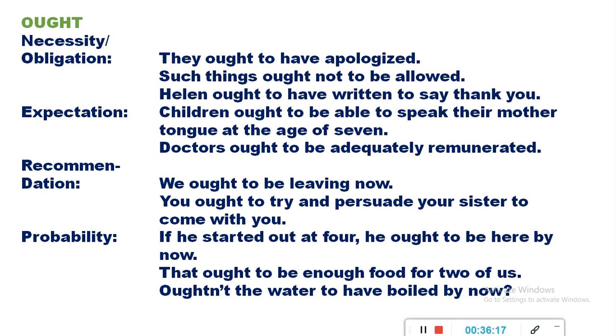Then we can also express probability. If he started out at 4, he ought to be here by now. That ought to be enough food for 2 of us. Oughtn't the water to have boiled by now? All right, that's a peculiar use. Of course, not many people use this shortened form, oughtn't.